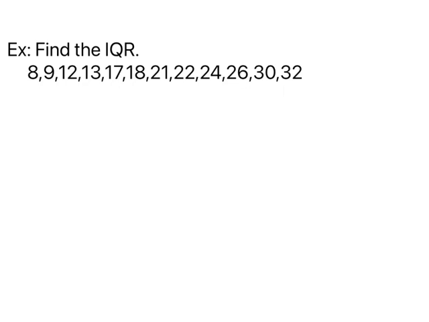So I've got the data set 8, 9, 12, 13, 17, 18, 21, 22, 24, 26, 30, and 32. Here we have, I believe, an even number of data. So we need to find the median first. Okay, so I'm going to do the same thing, cross out 3, right? I'm going to work my way to the middle.